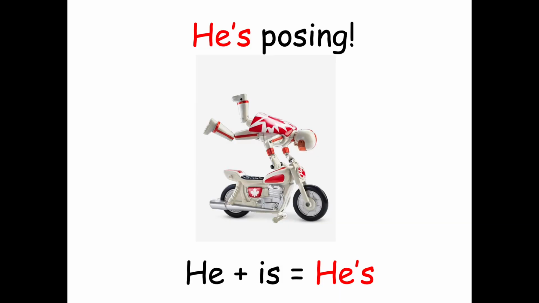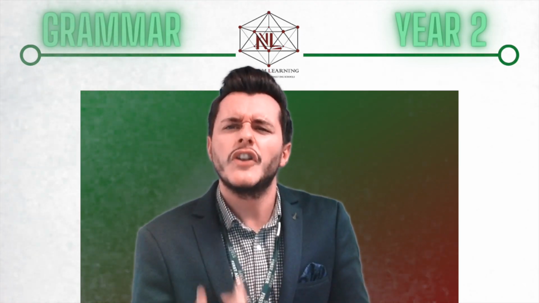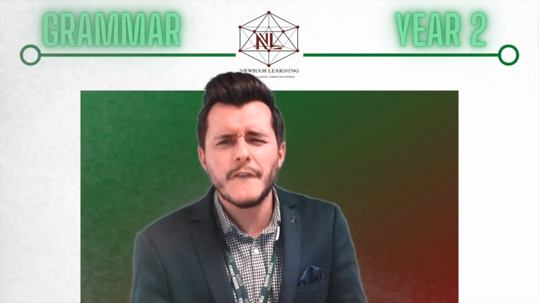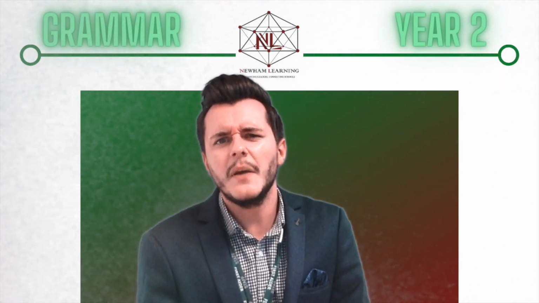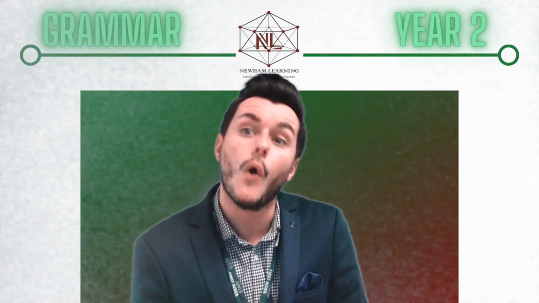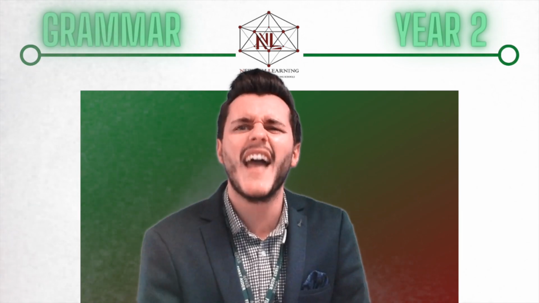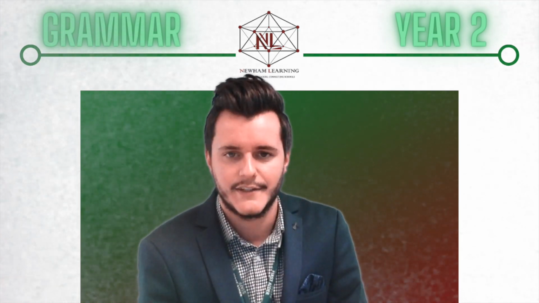"He's posing," Little Bo Peep comments, as the Duke shows off his motorcycle tricks. He plus is equals he's. The toys have gone on a road trip, but Forky's gone missing. Forky's is the contraction of the 2 words Forky and has. The apostrophe shows that there's a letter or letters missing, just like the H and A from the word has.